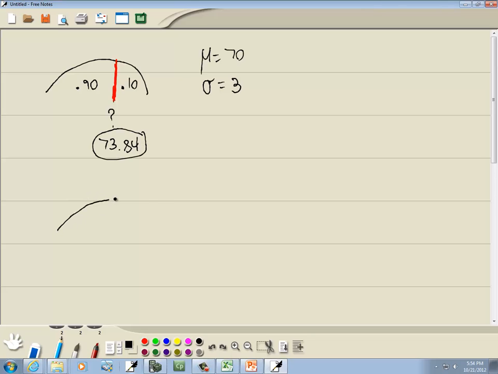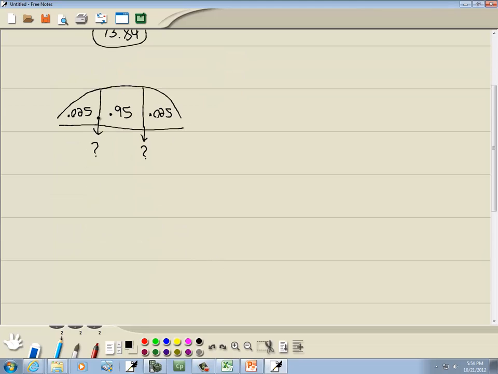Now, if you're given a problem where you're asking the value to separate the middle 95% from the rest, so we got 95% in the middle. You split 5% into your tails, so each one's going to have 2.5%, or in decimal form, 0.025, because it all has to add up to 100%. And we're going to have our first value here, and we'll have our second value. Well, I'll do the setup on these, and then I'll finish it in the calculator.